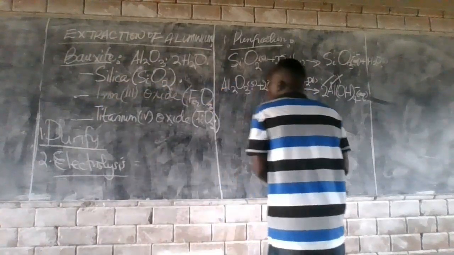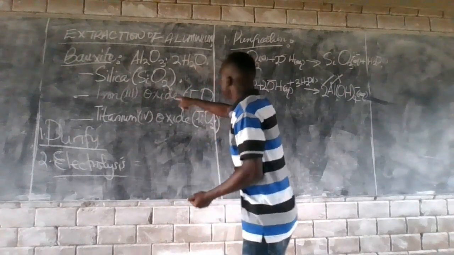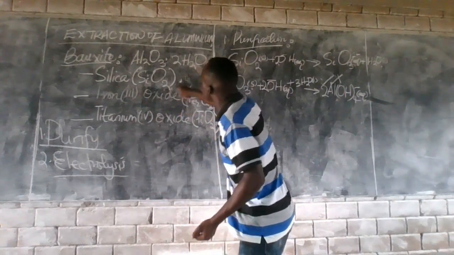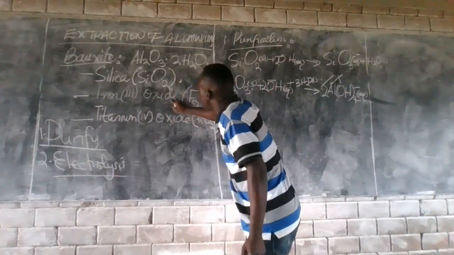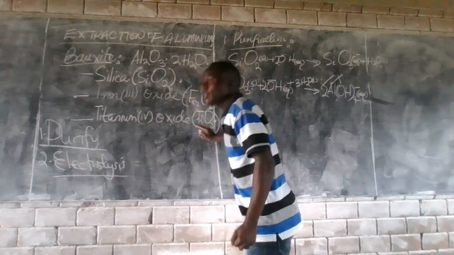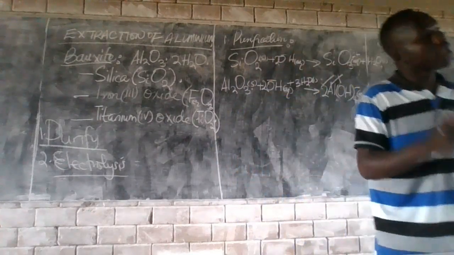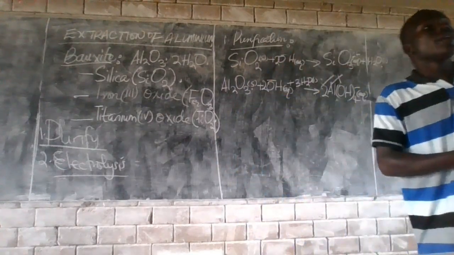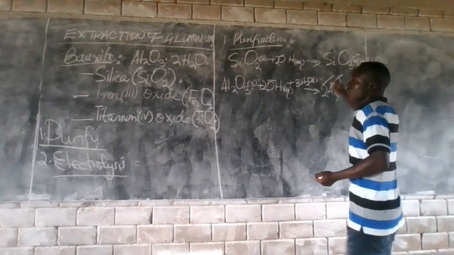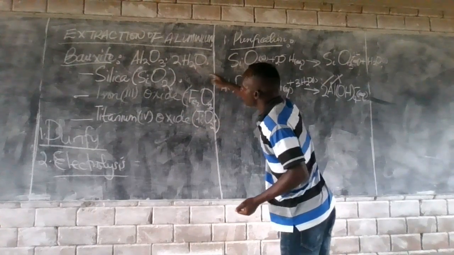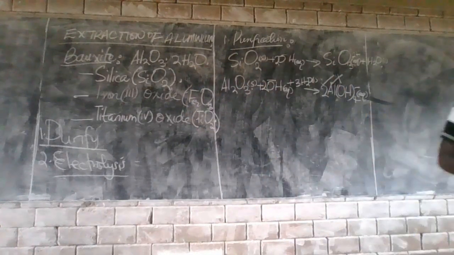Equation. So now here silicon dioxide, iron 3 oxide. Okay, silica and this one they have dissolved also. But iron 3 oxide and titanium 4 oxide, they have refused to dissolve because they don't dissolve in sodium hydroxide. Now we are going to take the whole of them for filtration, okay?